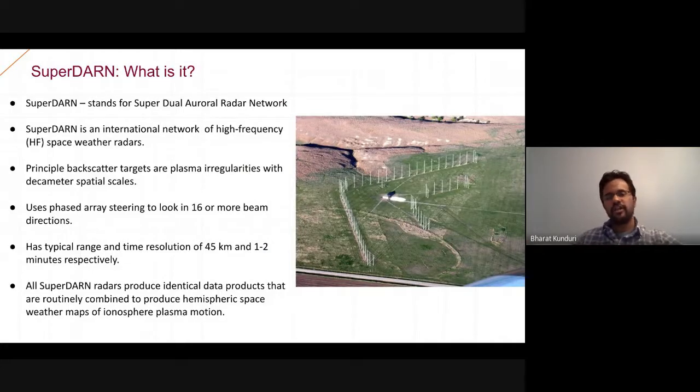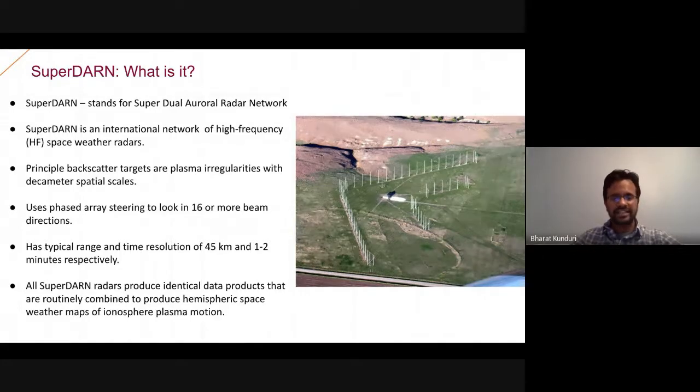For those of you who are not familiar with SuperDARN, what is SuperDARN? SuperDARN stands for Super Dual Auroral Radar Network. Super is just included there because we're pretty cool. But anyways, it's an international network of high-frequency space weather radars. It's operated by several countries. It's a collaborative network. There are about 30-odd SuperDARN radars in the northern and the southern hemisphere.